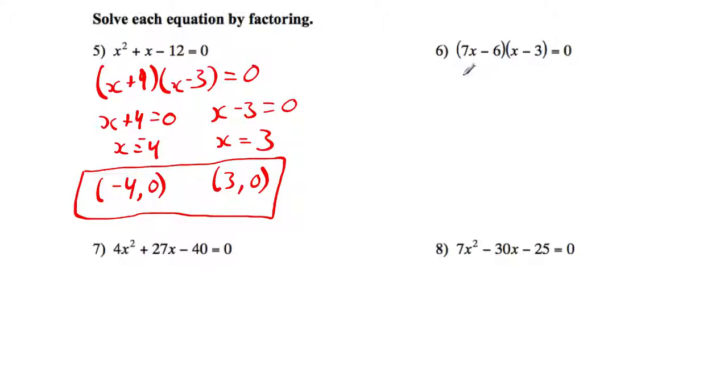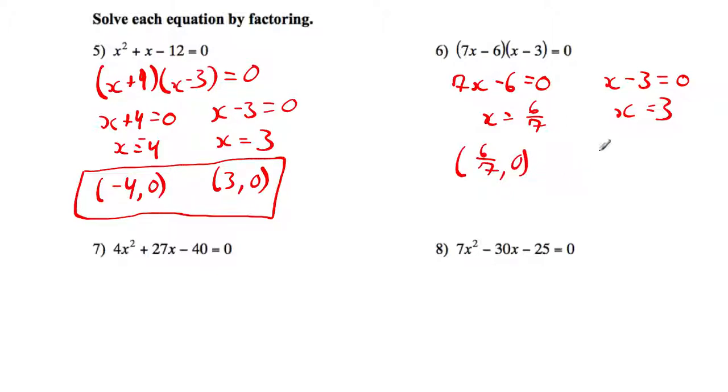Here, this is already factored. So, I mean, you could multiply it out, but you're just going to have to factor it again. So I set these two factors equal to 0. So I get x is equal to 6/7, and x is equal to 3. So I get 6 over 7, 0, and 3, 0.